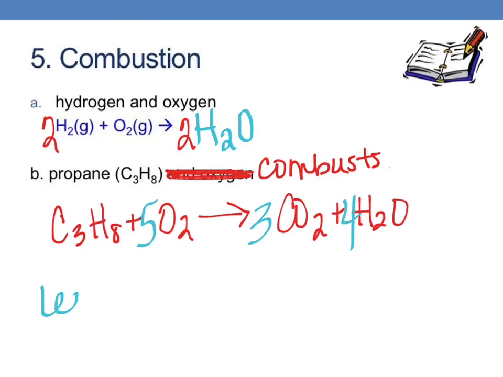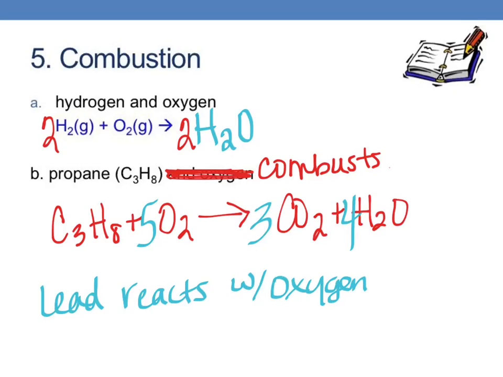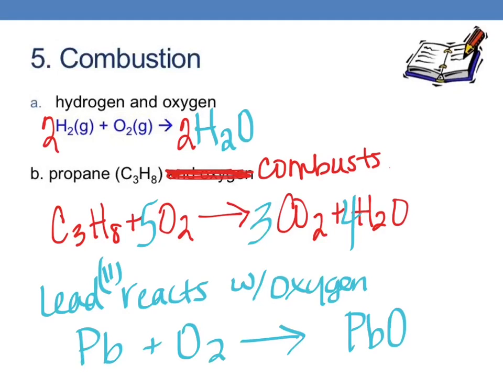If I say that lead reacts with oxygen, I expect you to be able to write the whole reaction. Lead reacts with oxygen. And now I can figure out what they are going to produce. Lead is a +2. Well, it doesn't tell me, but it might say lead 2 like that, so you know it's lead 2. So it would be PbO. And then you go back and balance it. 2, 2.